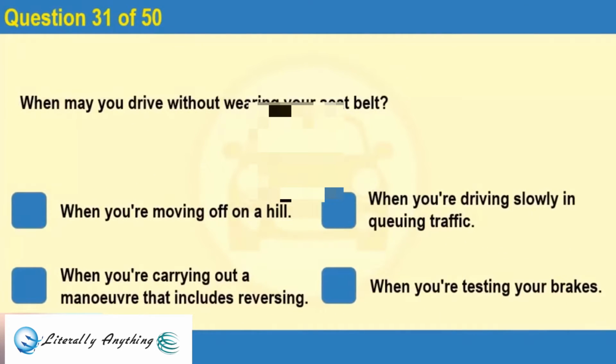When may you drive without wearing your seatbelt? 1. When you're moving off on a hill. 2. When you're driving slowly in queuing traffic. 3. When you're carrying out a maneuver that includes reversing. 4. When you're testing your brakes.